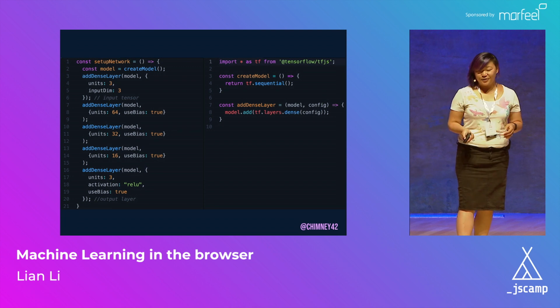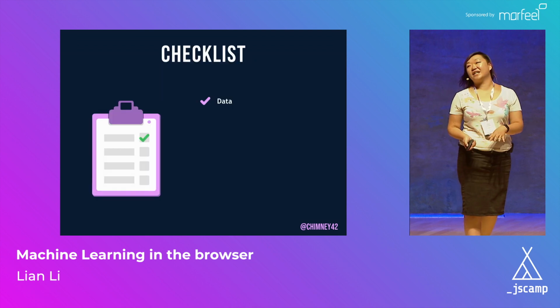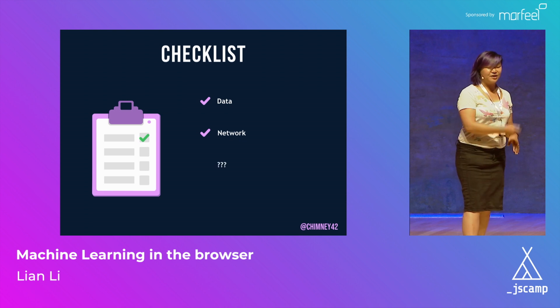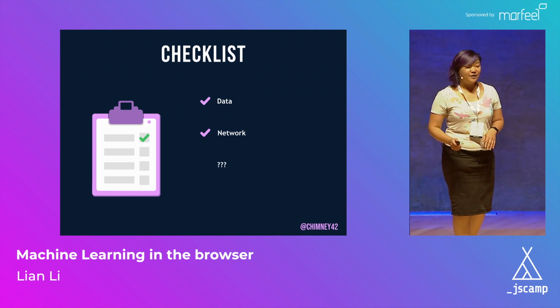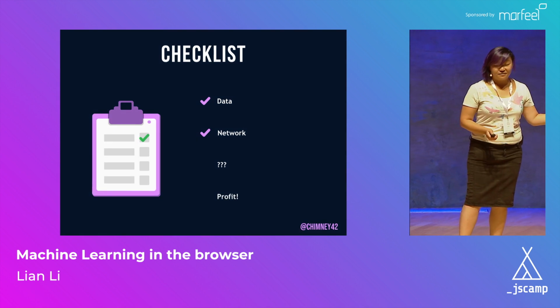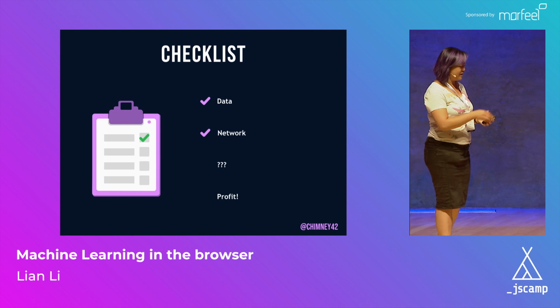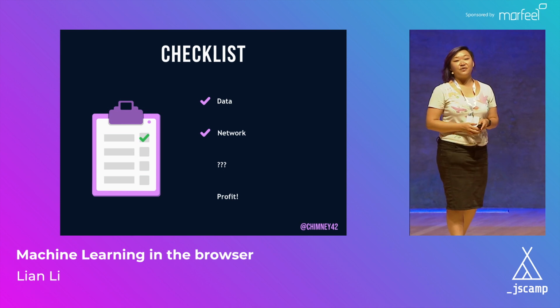Right, okay, this is our network. So going back to the checklist, we had our data, now we created a network. Now we're going to go to the interesting part. So, right, for profit, don't forget, profit is the goal in the end. So the interesting part, that is the training.